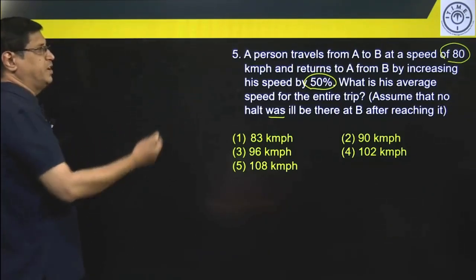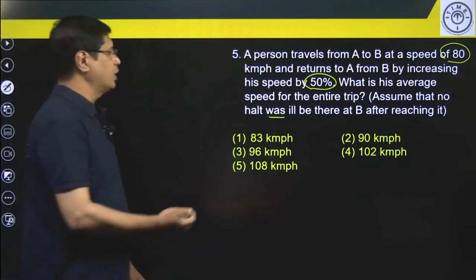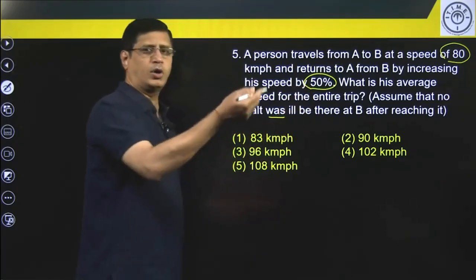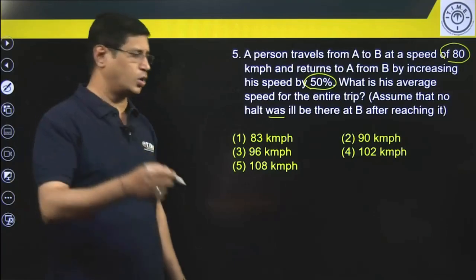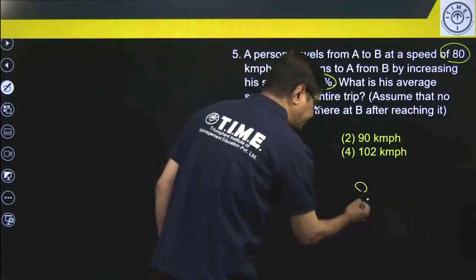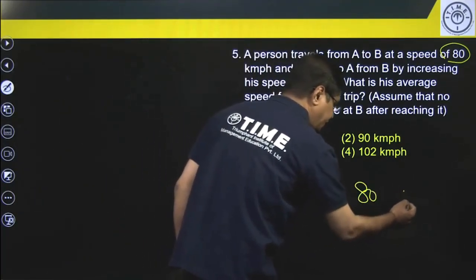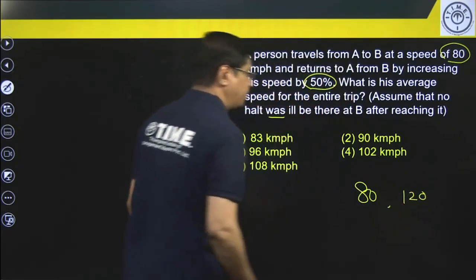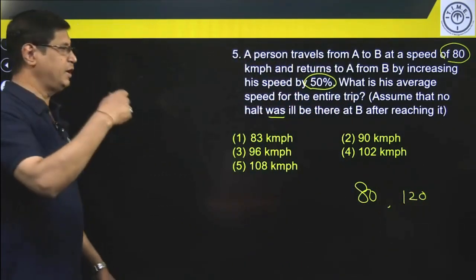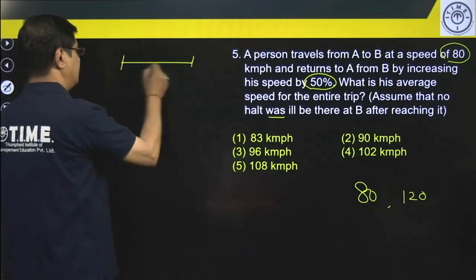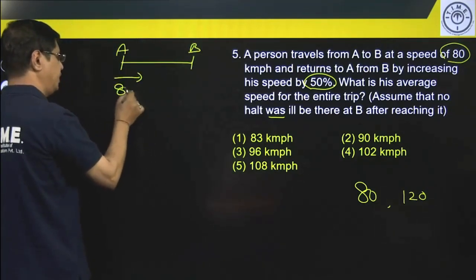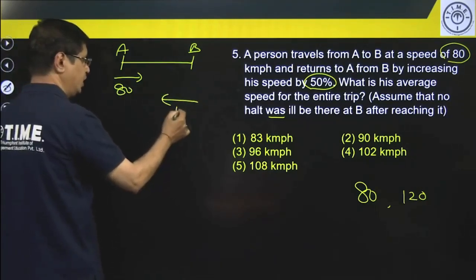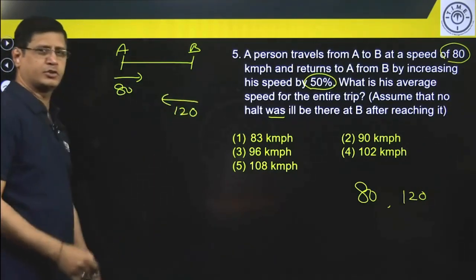Dear students, first speed is equal to 80 km per hour. What about the second speed? 50% more. 50% of 80, that is 40. 40 more means one speed is 80, the other speed is 120. Now A to B and B to A. A to B travel at 80 km per hour speed. Now B to A travel at 120 km per hour speed.